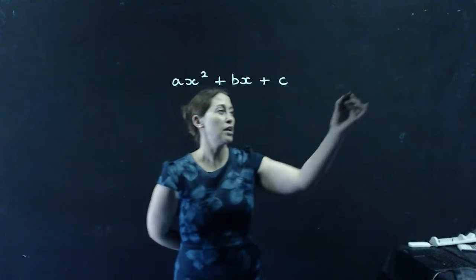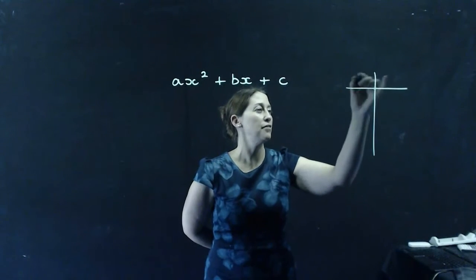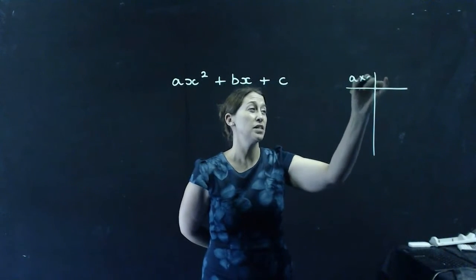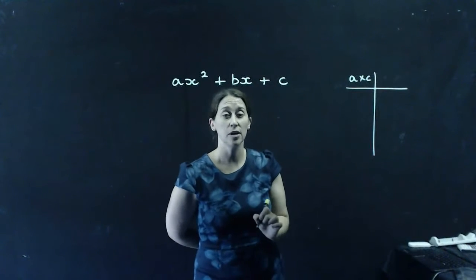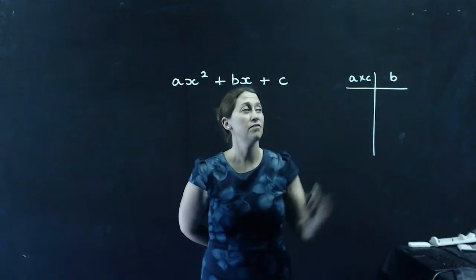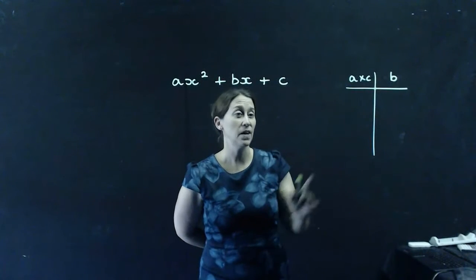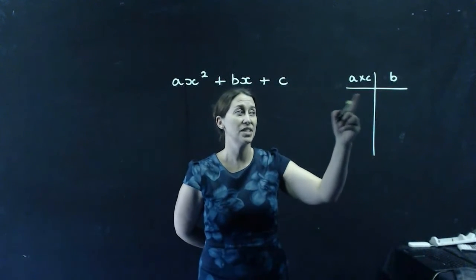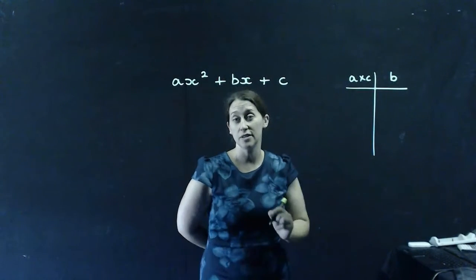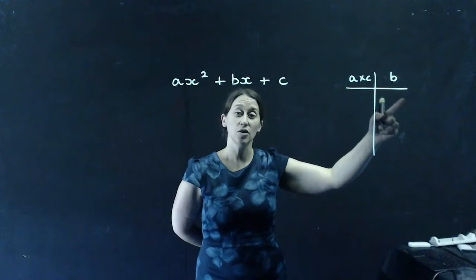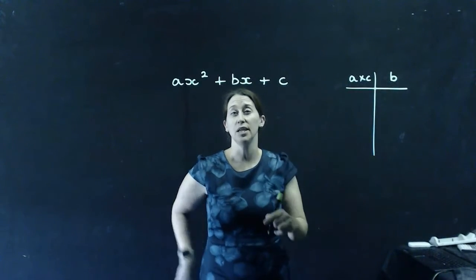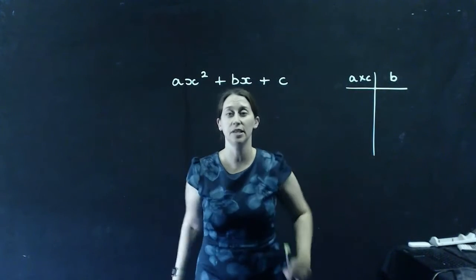I like to draw a little table over on the left, where my first column is whatever the value of a times c is, and my second column is the term b. I look for two factors that multiply together to make a times c, and that, when added, those same two numbers add together to make b.